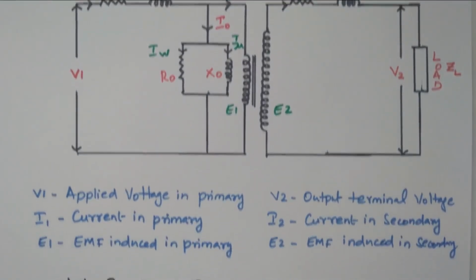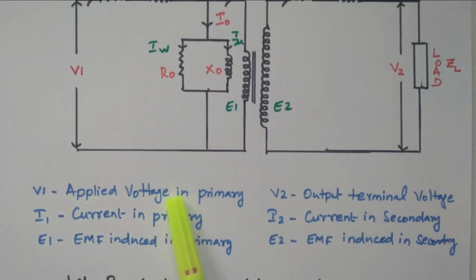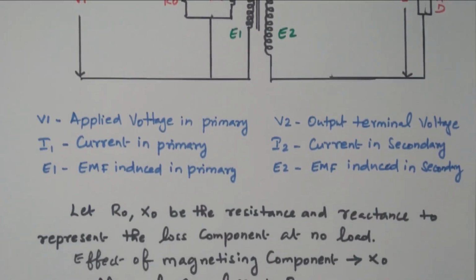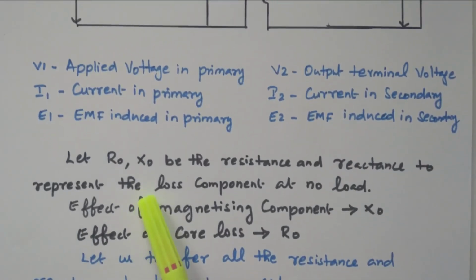Now we will see the description here. V1 is the applied voltage in primary. V2 is the output voltage, terminal load voltage. I1 is the current in the primary. I2 is the current in the secondary. E1 is the EMF induced in the primary. E2 is the EMF induced in the secondary. R0 and X0 are the resistance and reactance that represent the loss component during no load condition. The effect of the magnetizing component is X0. The effect of core loss, that is iron loss, is R0. So these are all the descriptions available.